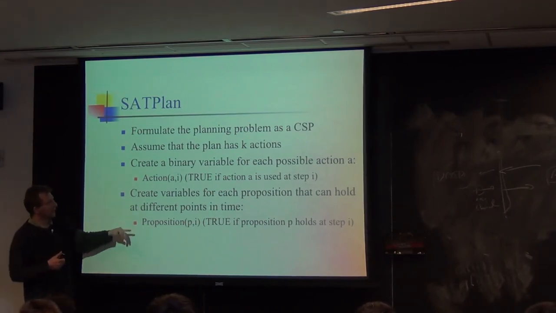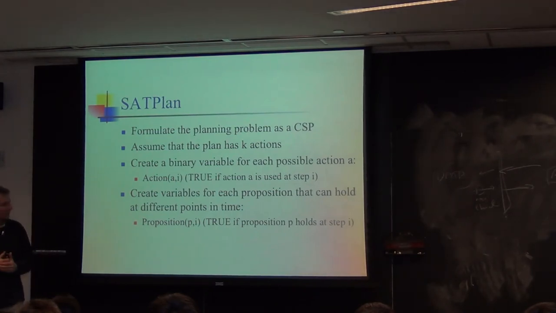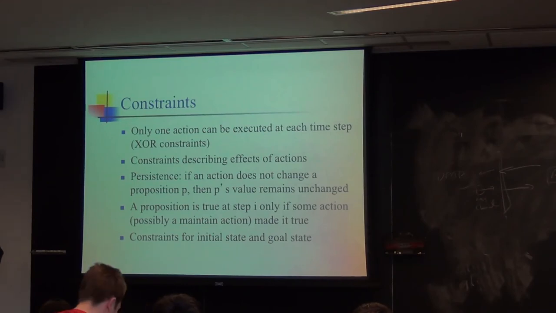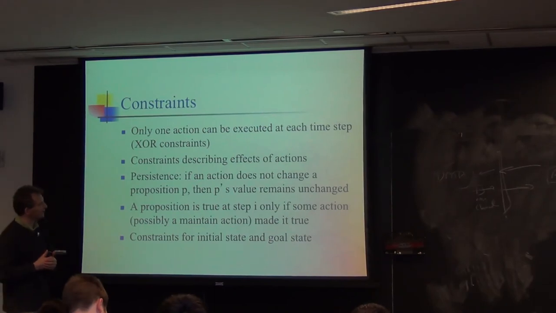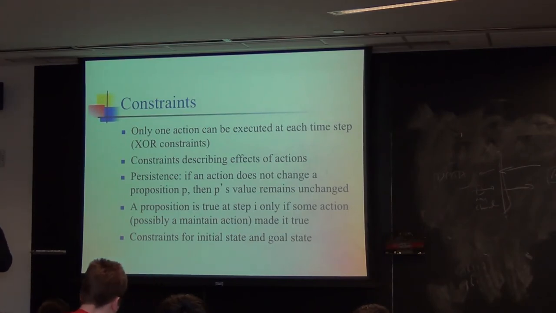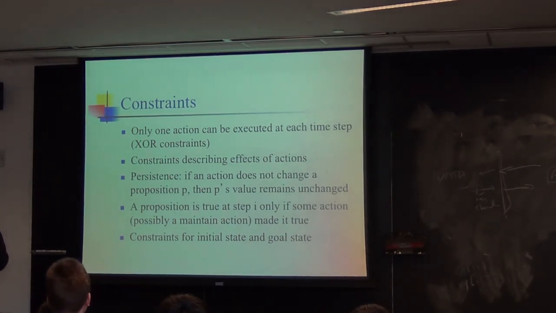Create variables for each proposition that can hold at different points in time. And then the idea is just to try to find an assignment where they're all consistent. So some of the constraints you can put on this: only one action can be executed at each time. Remember that CSP was commutative, so this is the same way. Constraints mean you're basically solving one variable at a time. Constraints describe the effects of actions. You make sure that the actions are consistent and that if you're at one state, you can't solve the other one. And if you get to a point where you have no more operators and you're not at your goal state, then you have to backtrack and try something else.